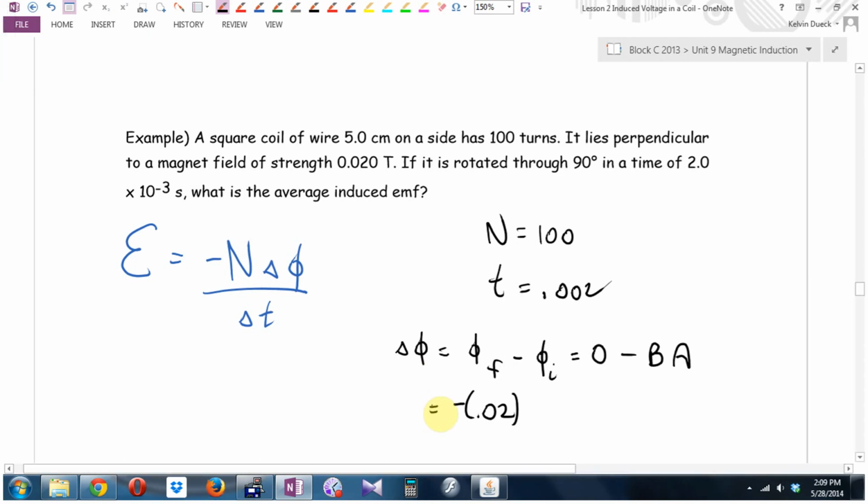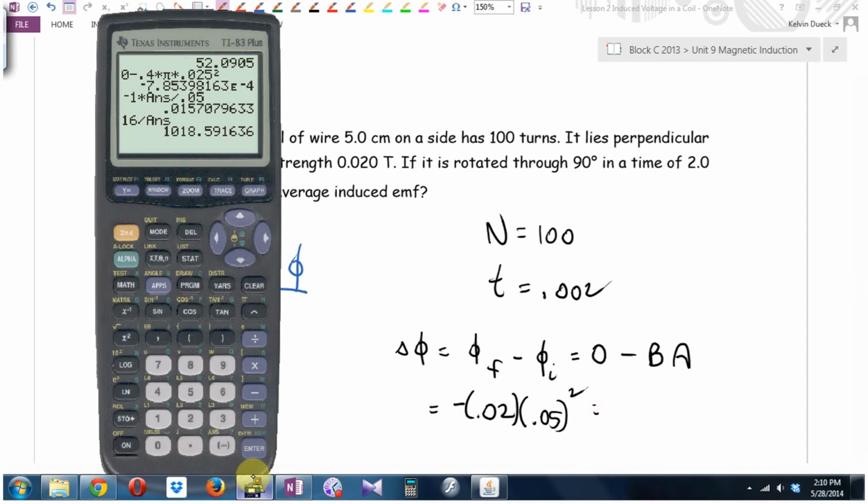What shape? Square. What's the area of a square? Well, a square is a rectangle. What's the area of a rectangle? Base times height or length times width. But what makes a square? The fact that the base and the height, or the length and the width, are the same. So I think it's just going to be 0.05 squared. I get negative 5 times 10 to negative 5.